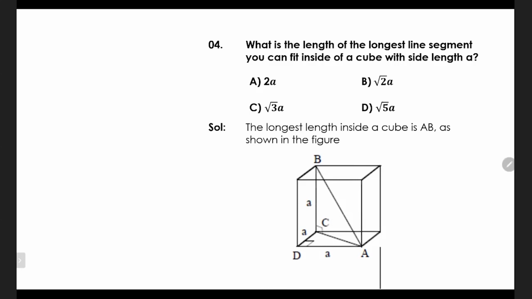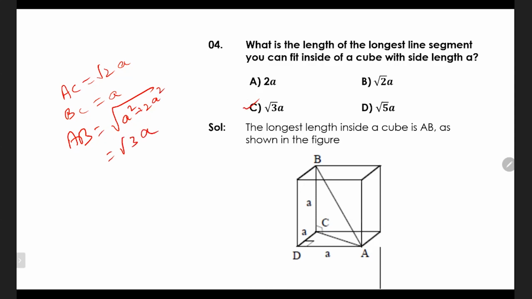You see, this is the triangular part. So this is A, and this will be root 2A. AC will be root 2A, and BC will be equal to A. Now AB is the diagonal of the cube, not this AC, which is the diagonal of the face of the cube. AB is the diagonal of the cube. So AB is nothing but root of A square plus 2A square. That is root 3A. So option C.